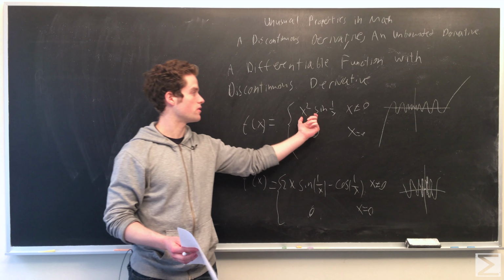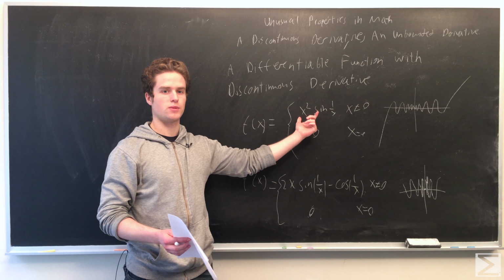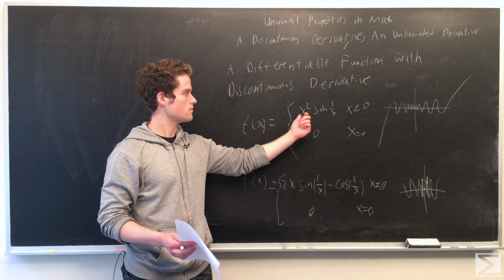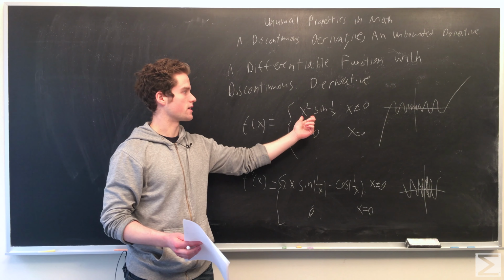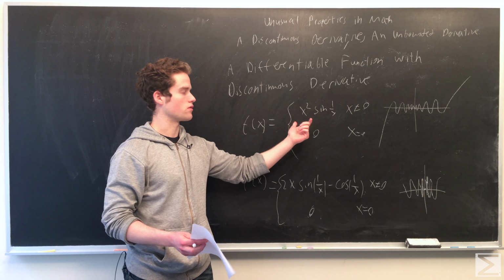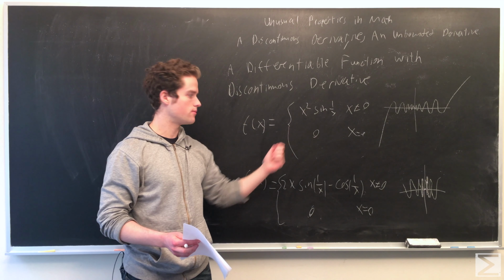It's also differentiable at 0. f of x minus f of x naught at x equals 0 is just 0. So f of x over x is x sine 1 over x. Again, this x sine 1 over x will go to 0. So the derivative at 0 will actually be 0.